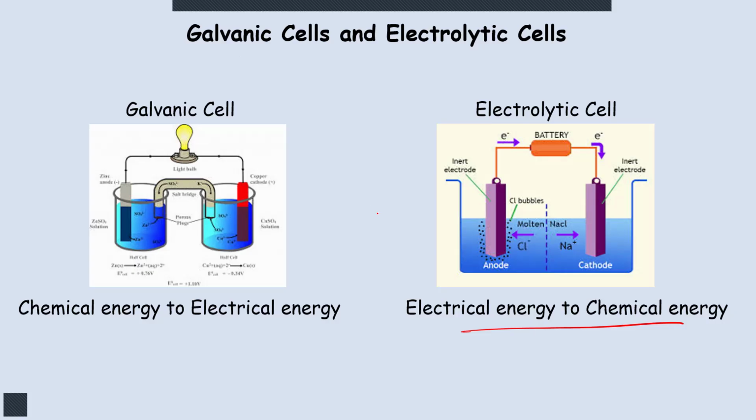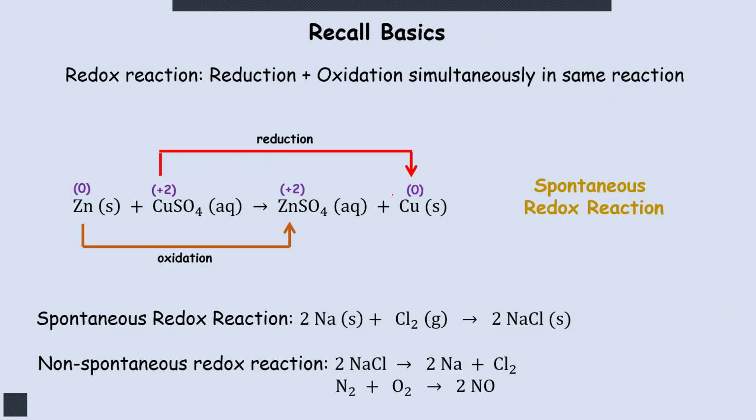In this class, we'll be discussing mainly galvanic cells. Before going ahead, let us first recap the basics. The entire electrochemistry is based on redox reactions. So what is a redox reaction? A redox reaction is a reaction in which both reduction and oxidation take place simultaneously in the same reaction.